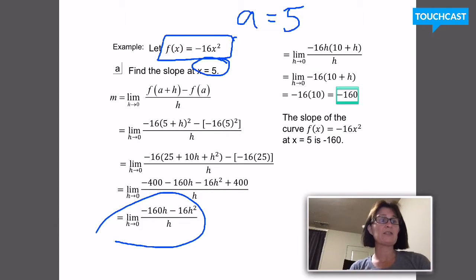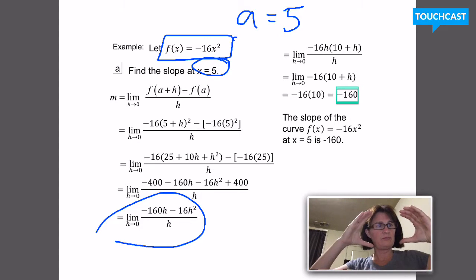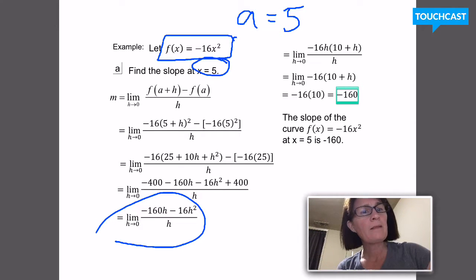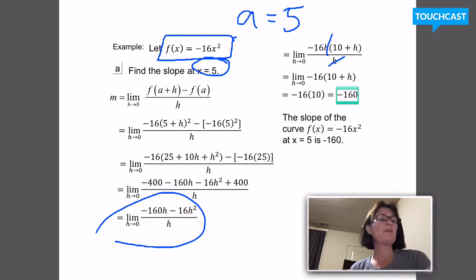There are many ways to factor this rational expression here. One way is that I factored negative 16h out to the front. I have 10 plus h left on the inside, and I notice that I'm going to be able to cancel the h in the numerator with my h in the denominator. Here, the h's will cancel, if you'd like to think of it like that. My new expression is the limit as h approaches 0 of negative 16 times 10 plus h.